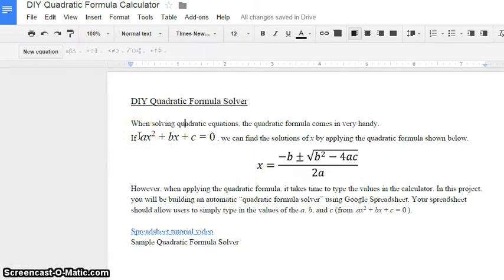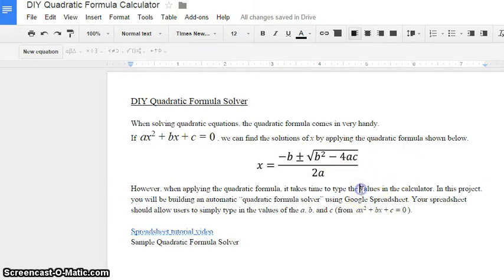So if we have a quadratic function that is in this form, ax squared plus bx plus c, where a is a number, b is a number, c is some number, I can apply my quadratic formula, which is here, and solve for x. I just substitute the values of a in here, substitute the values of b in here, and substitute my values of c in here, and that is all.